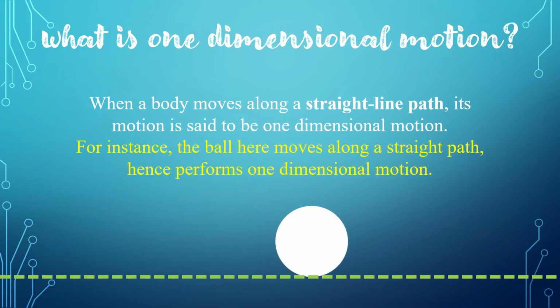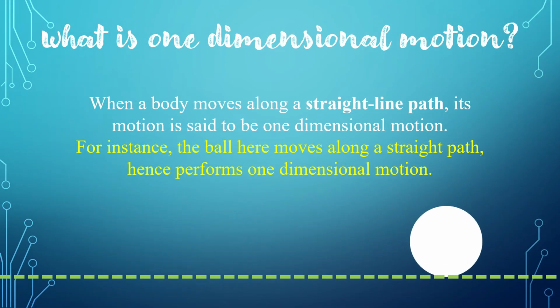Now, what is one-dimensional motion? When a body moves along a straight line path, its motion is said to be one-dimensional motion. For instance, the ball here moves along a straight path, so hence performs which motion? One-dimensional motion. So this is just to give you an outline.